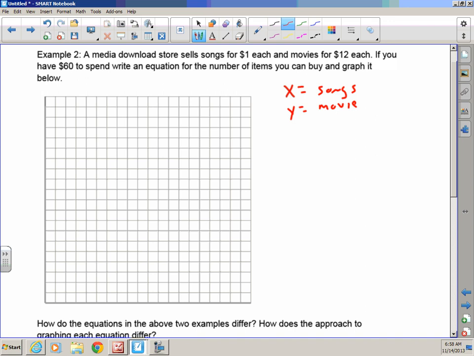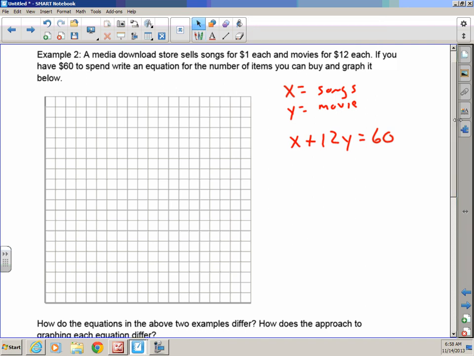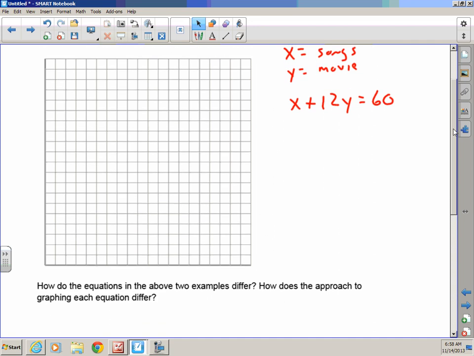Now, what's the equation to represent this? x plus 12y equals 60. You could convert this into y equals form, set up a table of values and graph it. But if you might remember, we did another graphing technique a while ago that would serve this. But let's do the following first. Let's put songs here, and let's put movies here. Since we identified songs as the x, it has to be our x-axis.